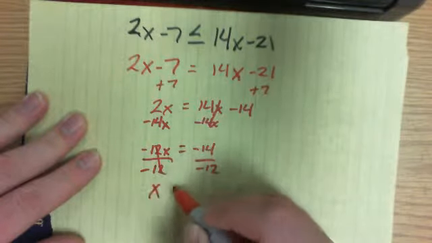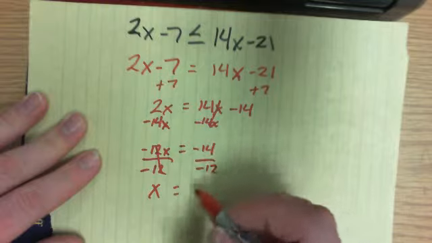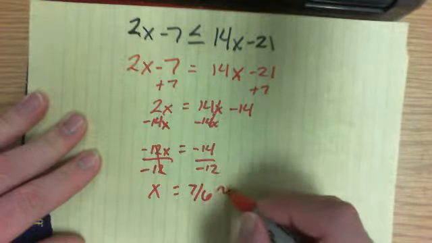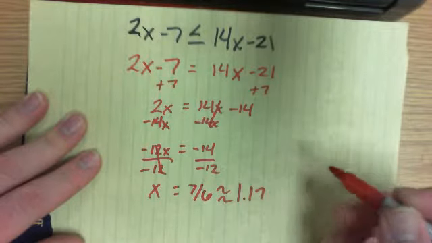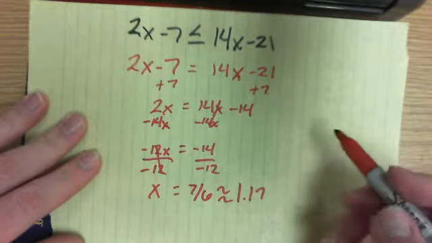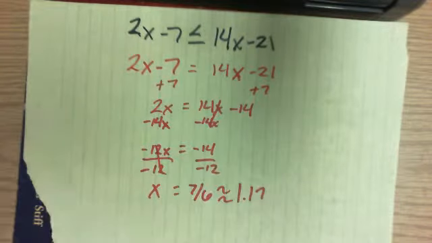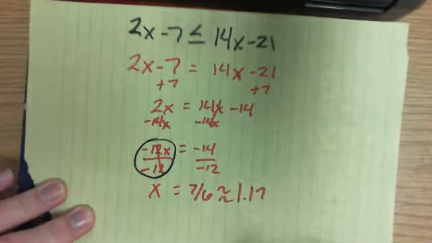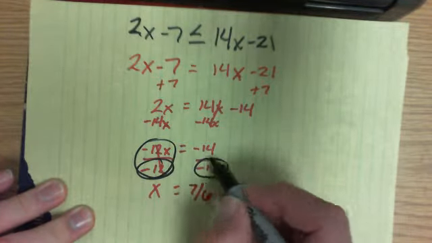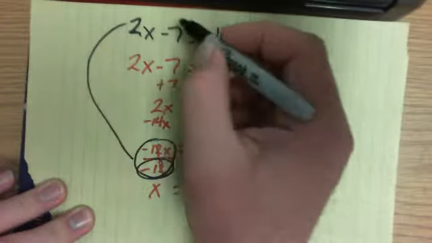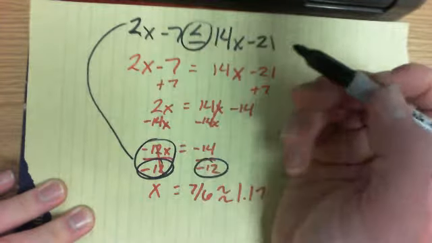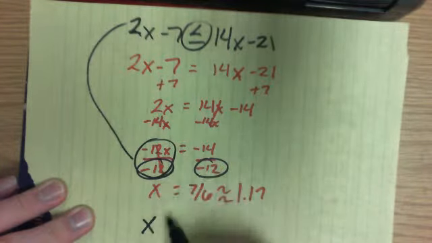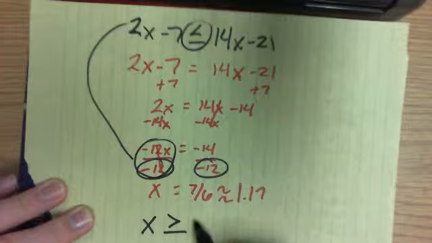I have x is equal to, what is this? Positive 7/6, or about 1.17-ish. Notice right here, get a different colored Sharpie, that I divided by a negative number, divided by negative 12 here. I remember when this is an original inequality that I'm really using the less than greater than sign, which means my sign ultimately is going to flip because I divided by a negative.